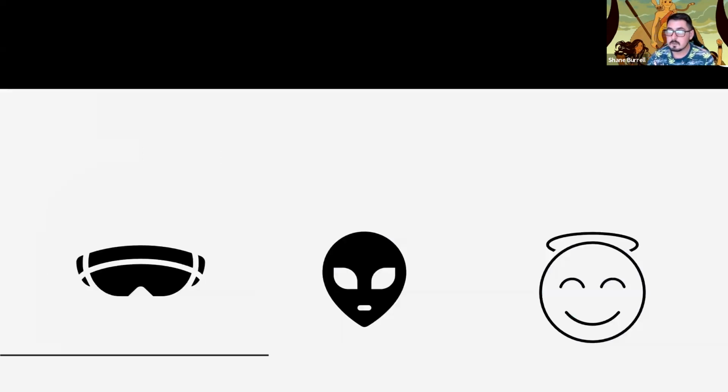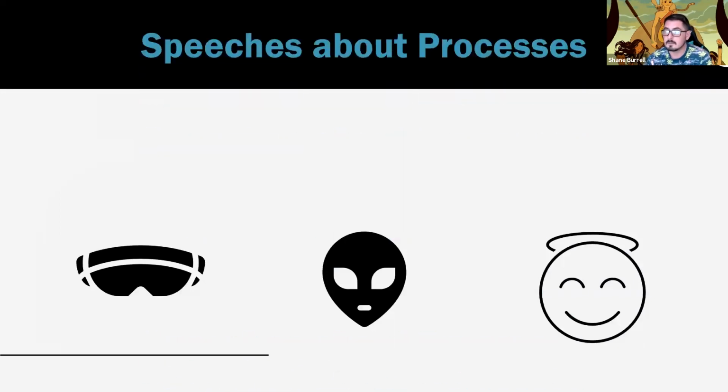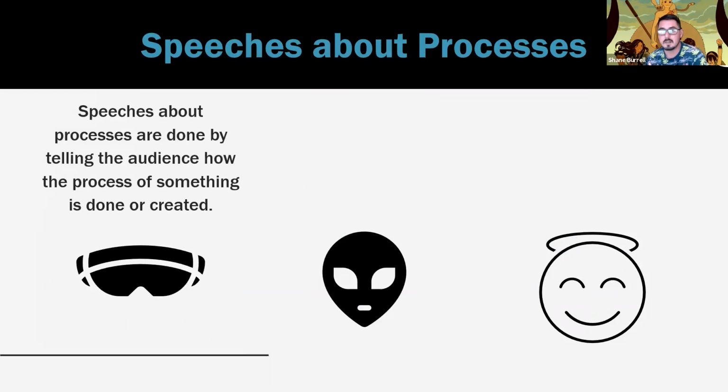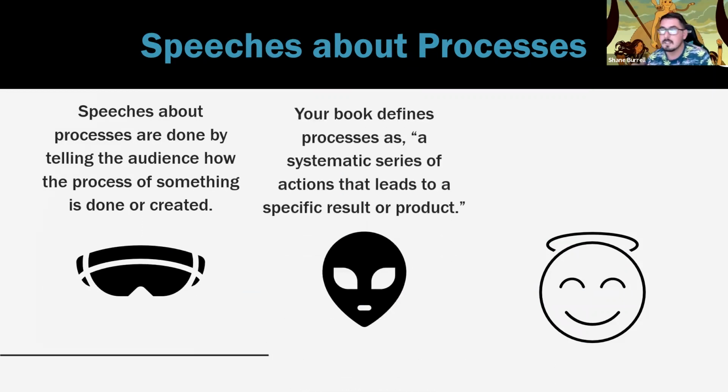Okay, so moving on, we're going to be talking about speeches about processes. Speeches about processes are done by telling the audience how something is being done or created, right? So that's what a process means. But your book defines a process as a systematic series of actions that lead to a specific result or a product.